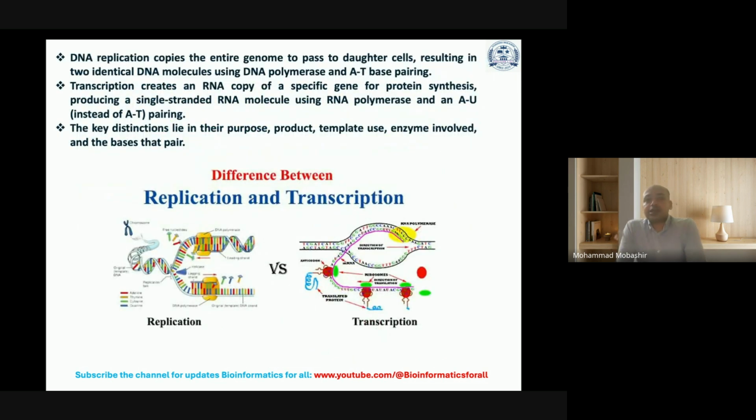Now, DNA replication copies the entire genome to pass to daughter cells, resulting in two identical DNA molecules using DNA polymerase and AT base pairing. Transcription creates an RNA copy of a specific gene for protein synthesis, producing a single-stranded RNA molecule using RNA polymerase and AU pairing instead of AT pairing. The key distinction lies in their purpose, product, template use, enzyme involved, and the base pairs.